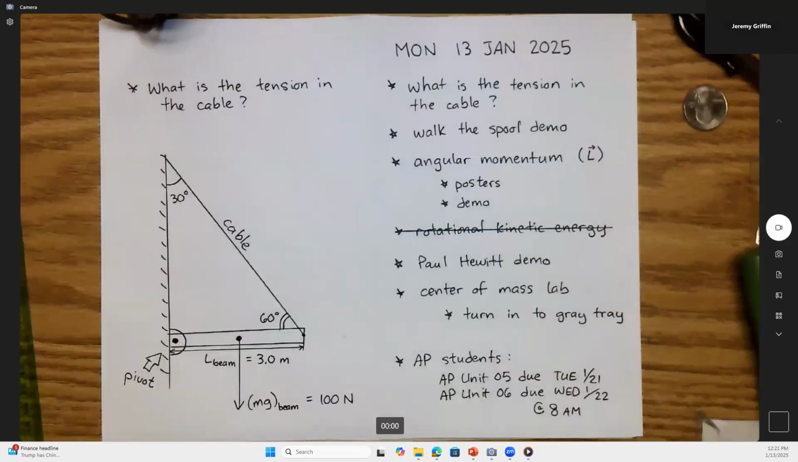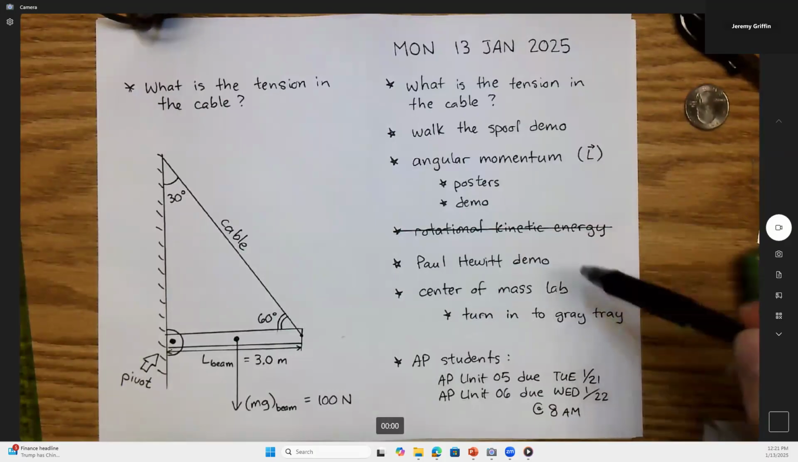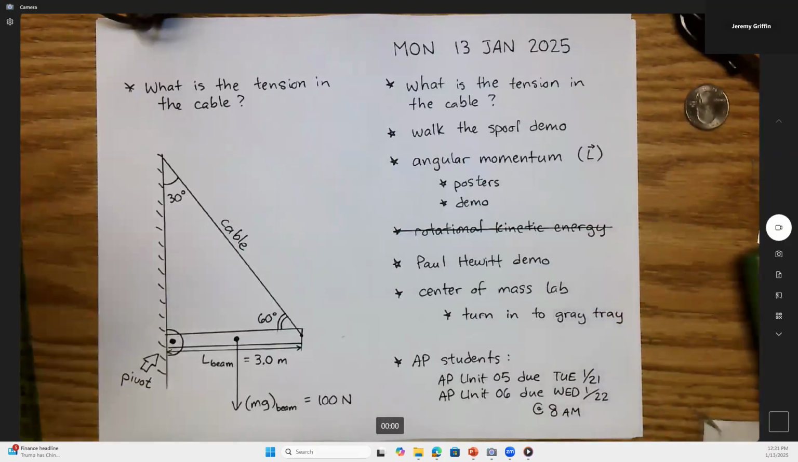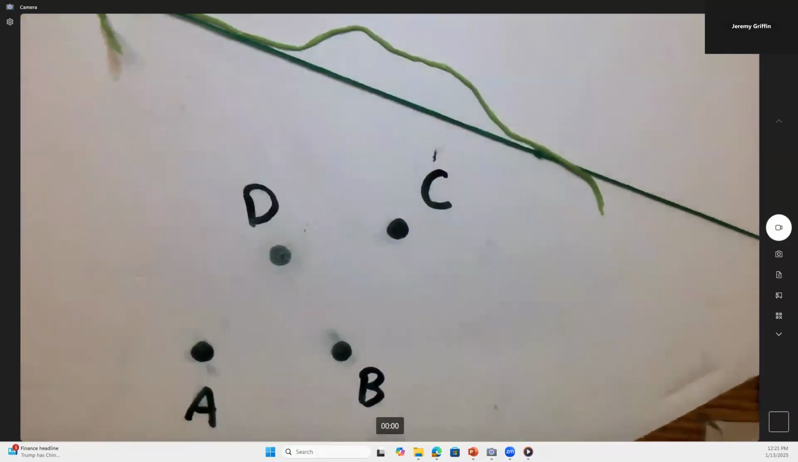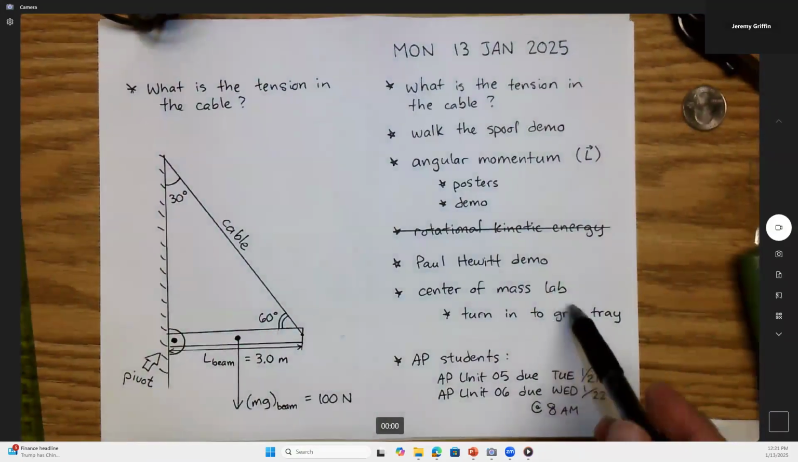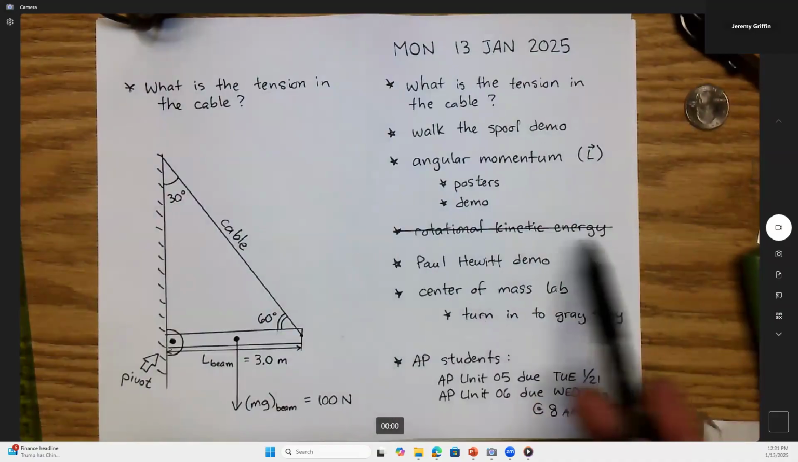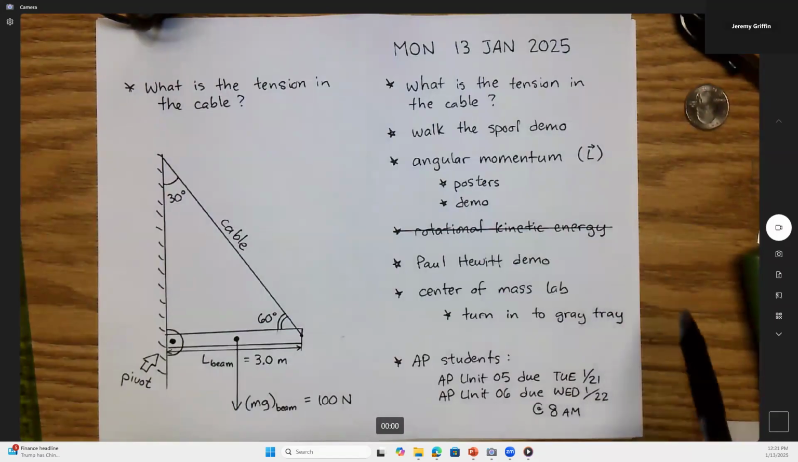Okay. All right, so angular momentum. Got some Paul Hewitt demos for you guys. On your desk, there is probably a foam board with some points on it. So that'll be an activity about the last 5 minutes of class. I'm going to have you guys find the center of mass. All right, so we'll do that too. It's a pretty ambitious plan. I won't have time to get to this bit that I crossed out.